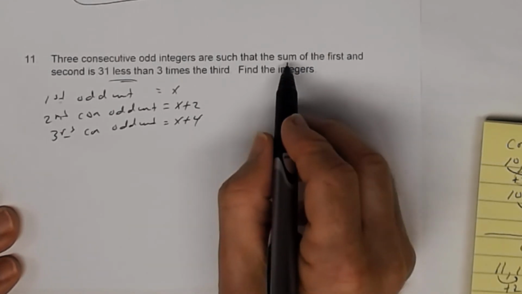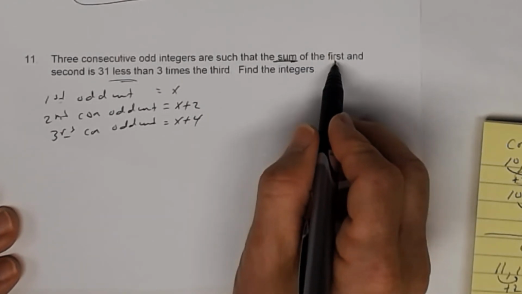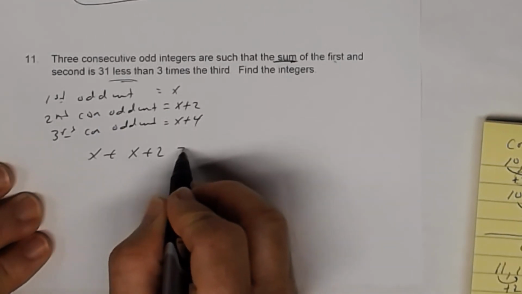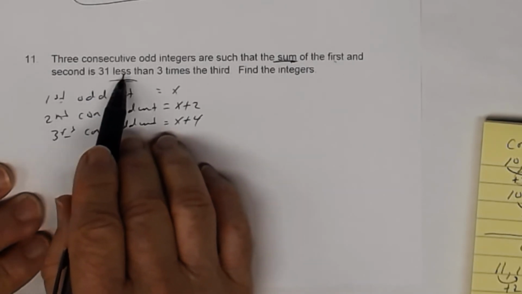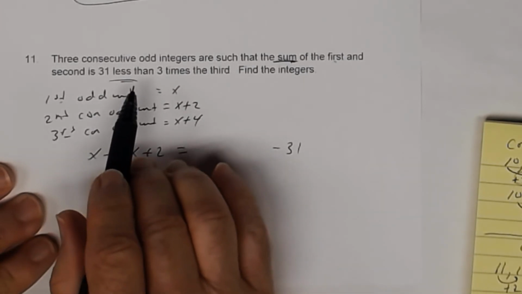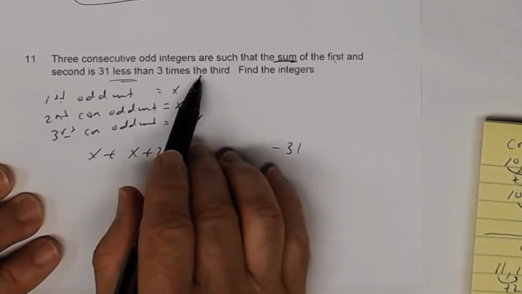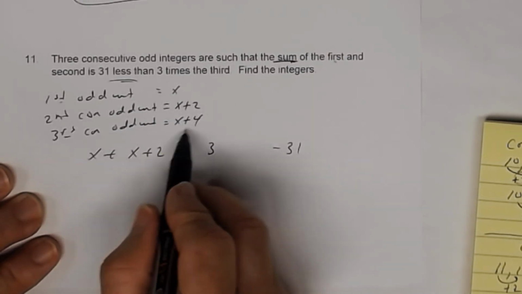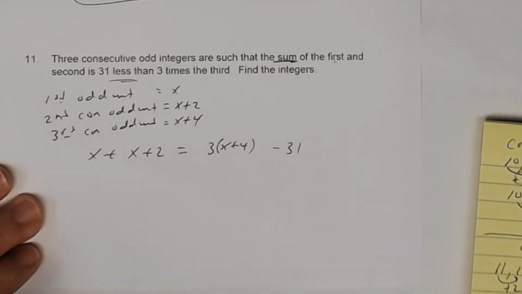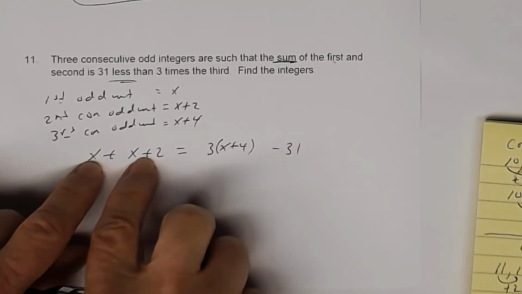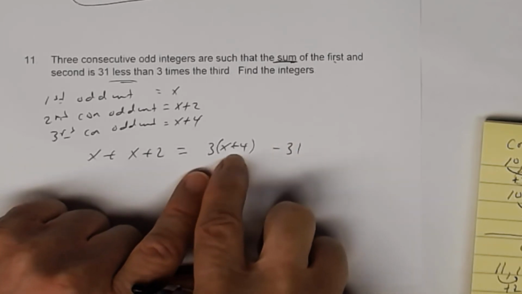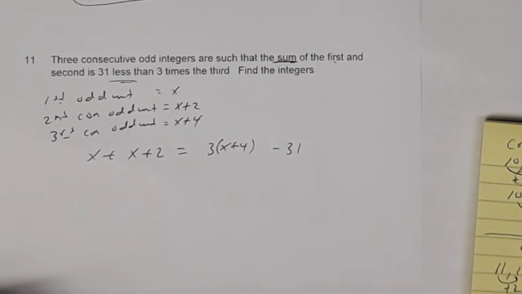Now, here's the equation. The sum, so you're going to add the first and the second. First and the second. So x plus 2 is 31 less than, so remember how we dealt with that less than, minus 31 at the end. So remember, subtraction is not commutative. You got to be careful when you subtract. 3 times the third. Now be careful, you got to put 3 times the third, so there'll be 3 in parentheses, and the third is x plus 4, so 3 times x plus 4 like this. Okay? So the sum of the first and the second is 31 less than 3 times the third. Okay? All right, so there's your equation.